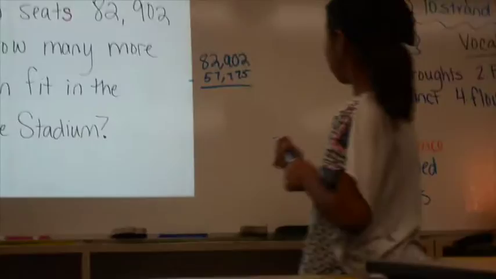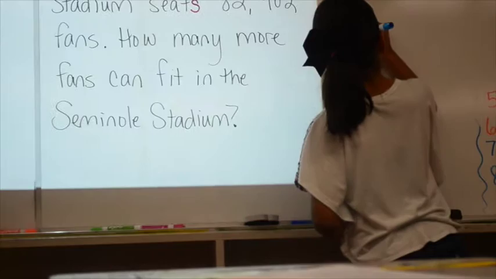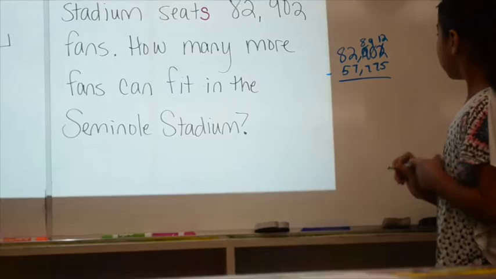So you can't subtract 2 minus 5, so you're going to borrow from your 9, which will turn into an 8. And our 0 becomes? A 10. But we need to borrow from it, so it's going to be a 9. And our 2 becomes a 12. Okay, now we're ready to subtract. 12 minus 5, 7. 9 minus 7, 2.